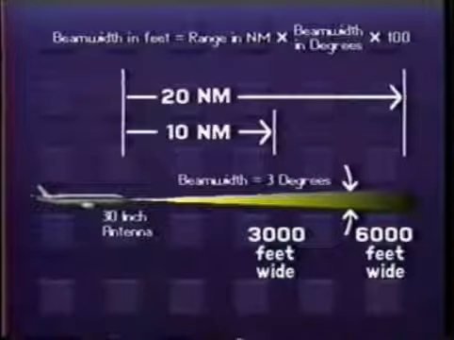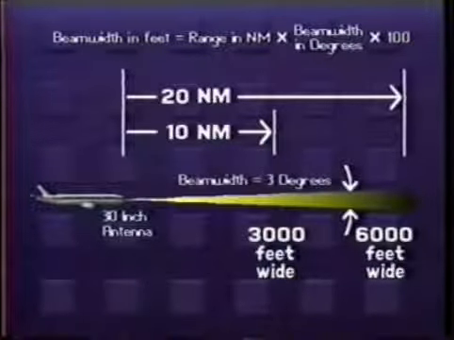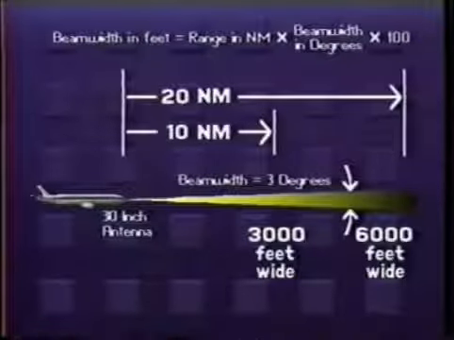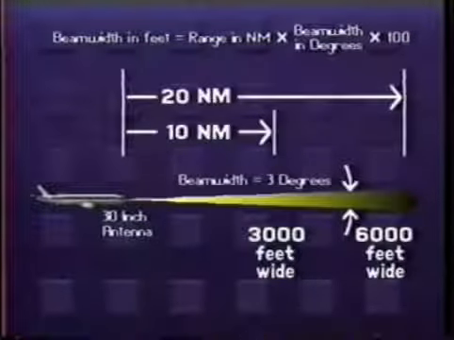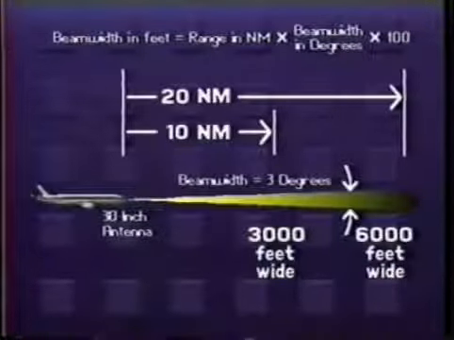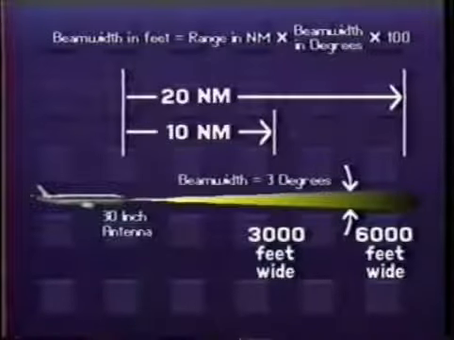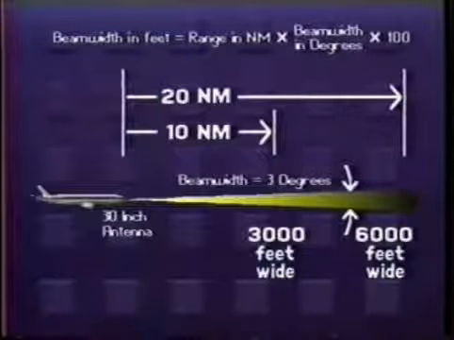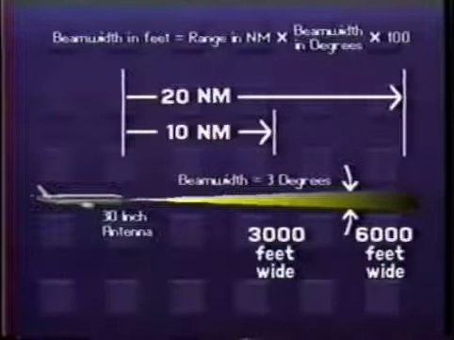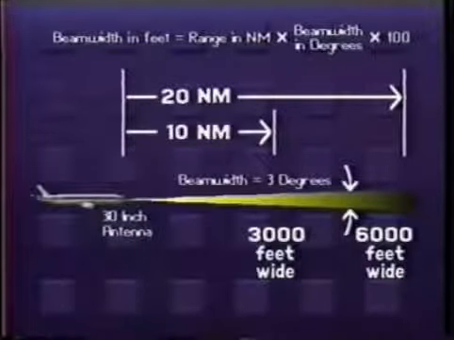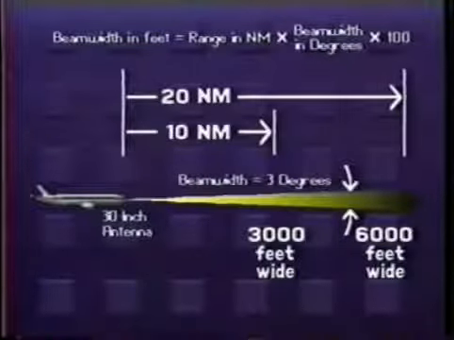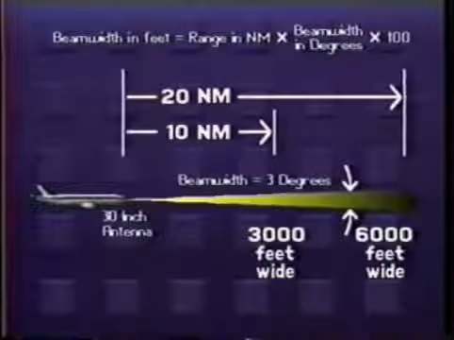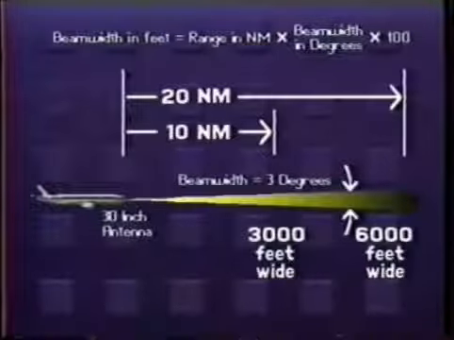For those of you who are mathematically inclined, the beam width diameter can be calculated at a given range using the following equation. Beam width in feet is equal to the range in nautical miles times the beam width in degrees times 100. As an example, if the range is 10 nautical miles and the beam width is 3 degrees, the beam is 3,000 feet wide. At 20 miles, it's 6,000 feet wide. While this is good background information, proper use of weather radar, as you will see later, requires no calculations at all.